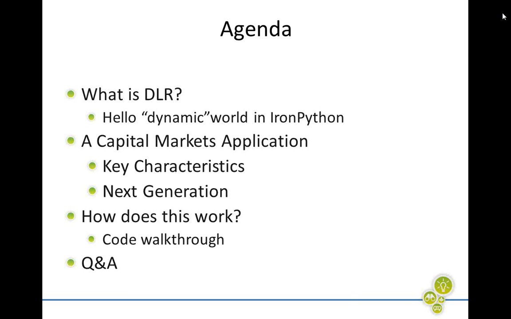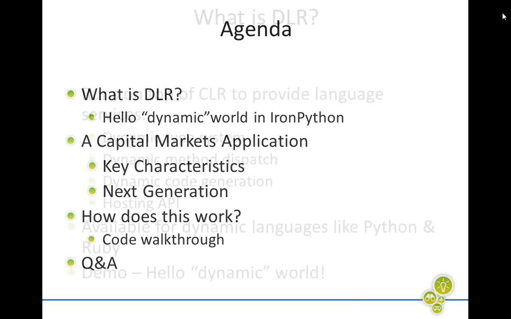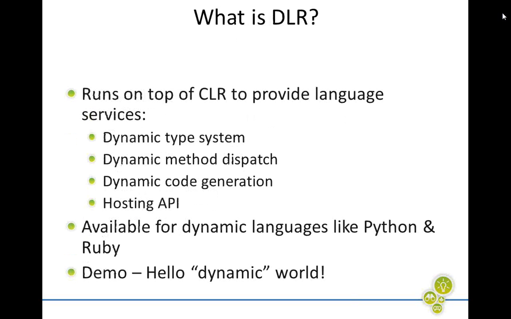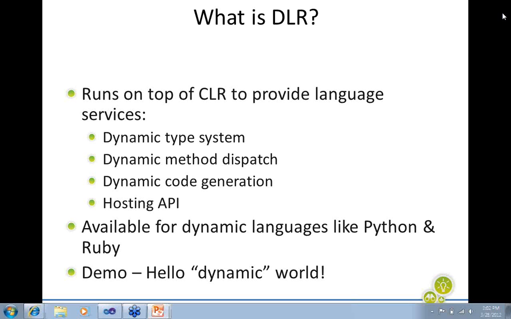Okay, so starting off. What is DLR? Dynamic languages like Python and Ruby have been around for a very long time. Dynamic languages like Lisp have been around even before object-oriented programs came along. The concept of a dynamic language is best brought out by looking at some of the features that a dynamic language provides. The first being a dynamic type system, for example. So let's look at what is meant by that.